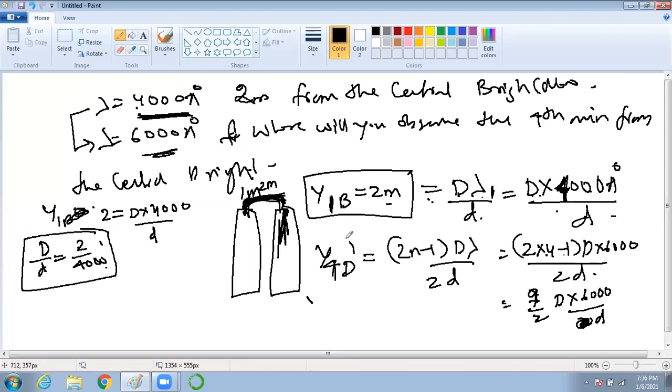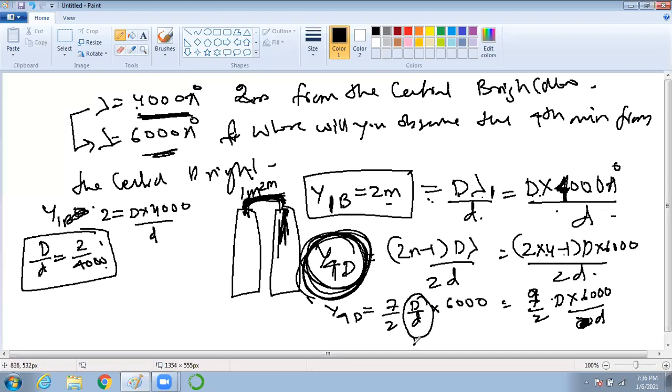So now what do we have to find out? We have to find this distance. How will you find it? You have an unknown, you don't know what is D by d. So what should you do? Just substitute the value of D by d, that means in the place of D by d, substitute this value. You will get the answer. Clear or not? Yes, sir. That's it. Problem is done.